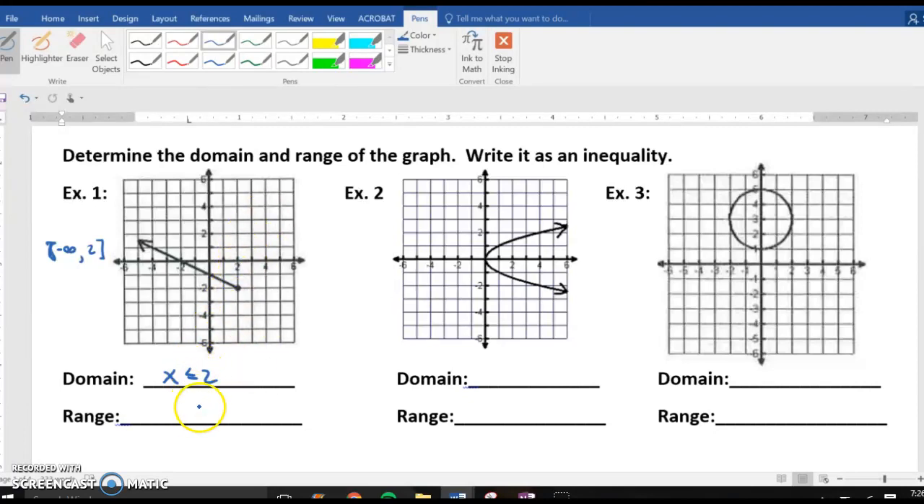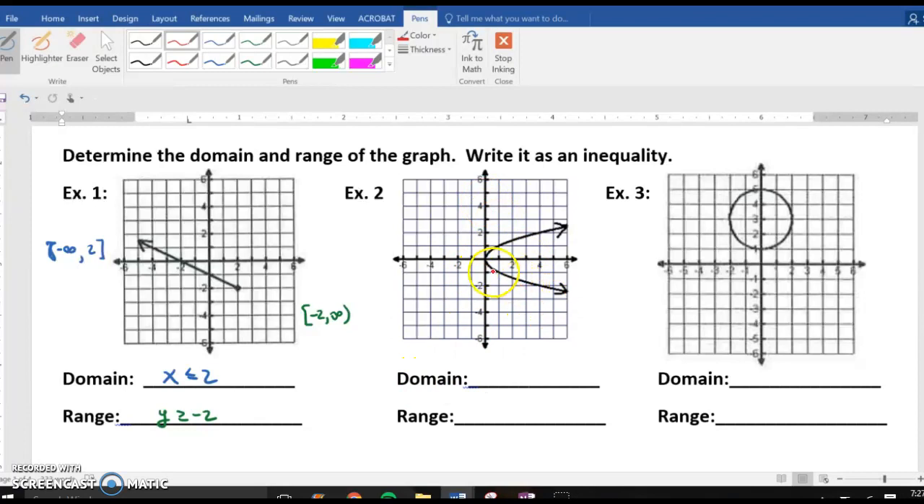Now the range covers the y values. Since this starts at the bottom, the range would start at -2, and then go all the way up and continue to positive infinity. We say all the y values, since they're above -2, are greater than or equal to -2. The inequalities are a little more difficult, but you should catch on pretty quickly.